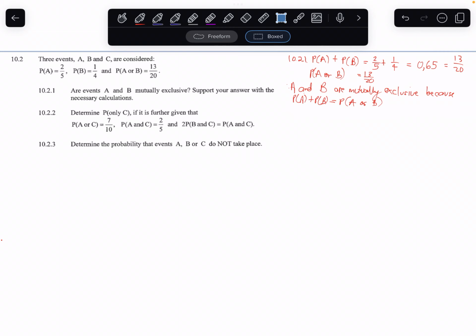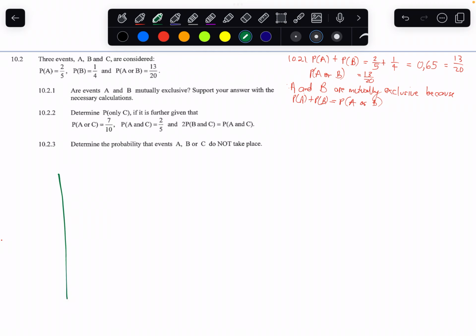Determine the probability of only C happening if it is further given that the probability of A or C is 7/10, the probability of A and C is 2/5, and 2 times the probability of B and C is equal to the probability of A and C. Okay, so this is just algebra on steroids, but we are not afraid.